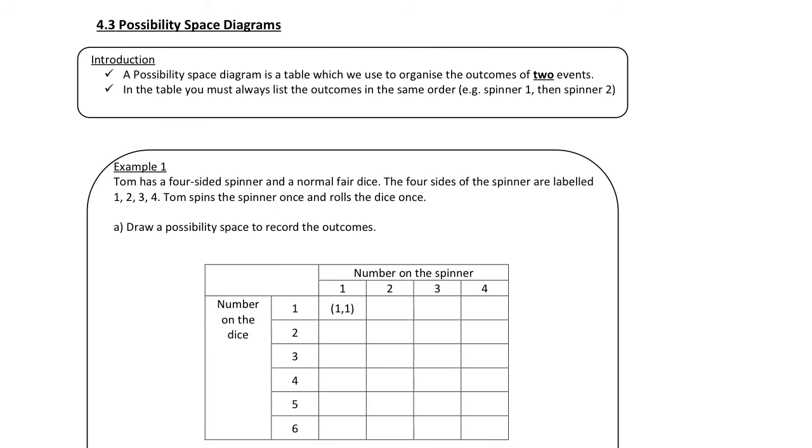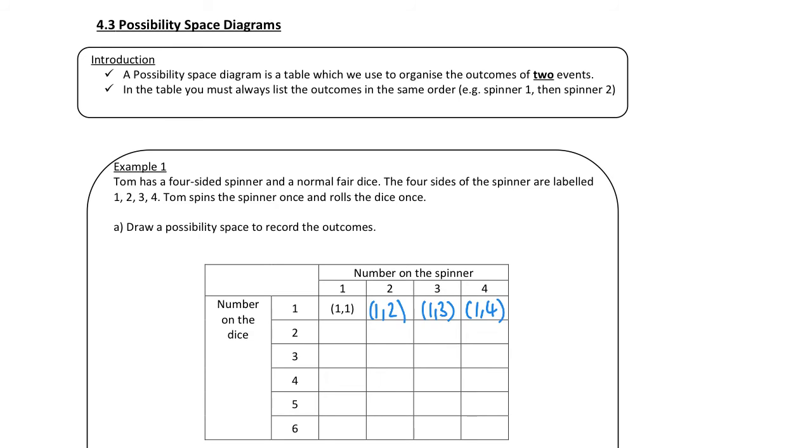So example 1, Tom has a 4-sided spinner and a normal fair dice. The 4 sides are labelled 1, 2, 3 and 4. Tom spins the spinner and rolls the dice. Draw the possibility space. So we can see the options are you roll the dice and you get a 1. The options then with that are in the spinner you can either get the 1 or you can get the 2. So you could have a 1 and a 1, or a 1 and a 2. You could have a 1 and a 3, or you could have a 1 and a 4. So that's whenever you roll a 1 on the dice.